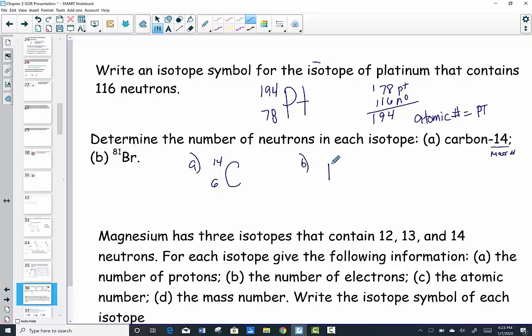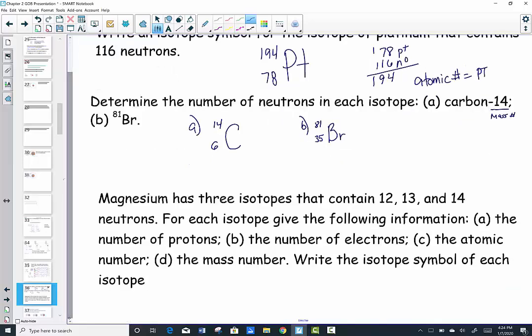And the second one, very similar, the element bromine. If I'm given the mass number of bromine as 81, we need the bottom number, which is the atomic number, which I have to find on the periodic table. Bromine on the periodic table is element 35. So our isotopic notation becomes bromine 81 over 35. And let's practice one more together here on this page.